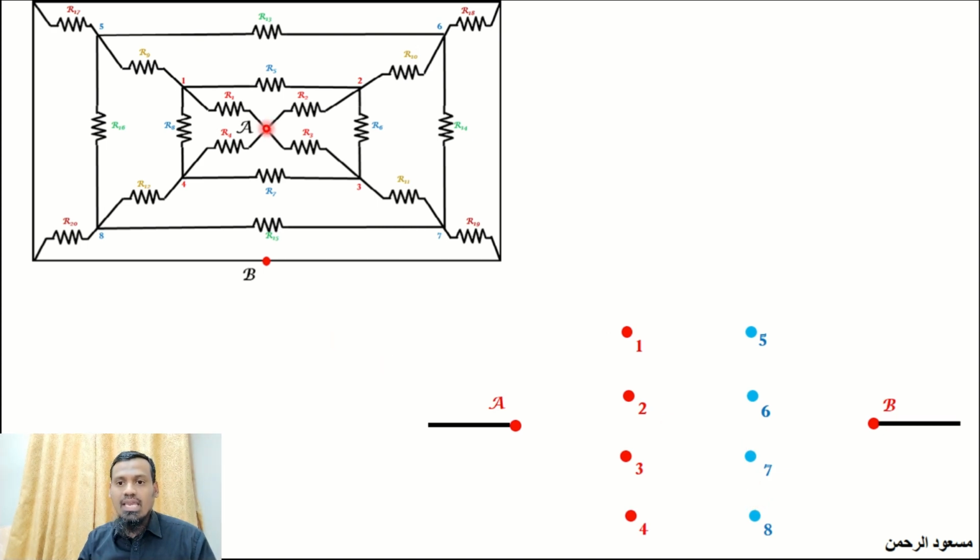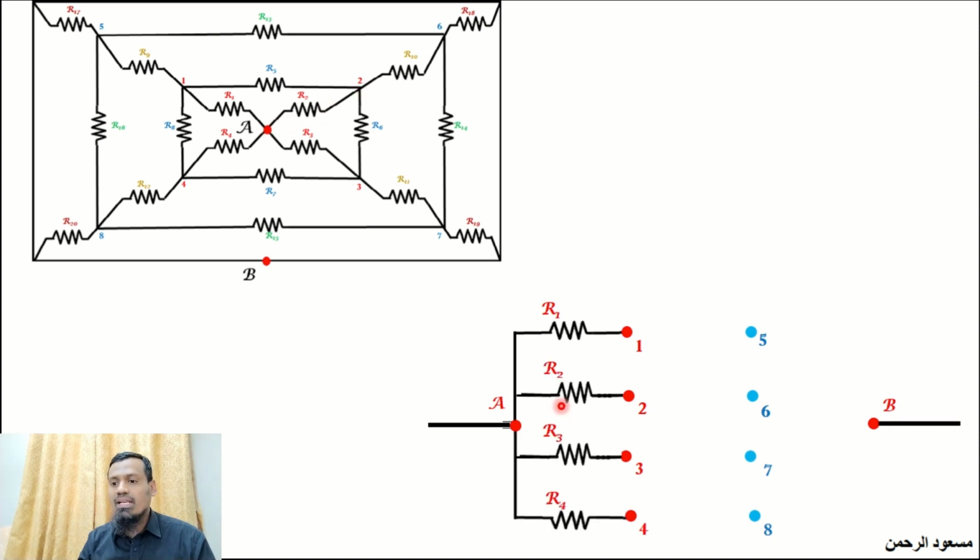Between the points A and 1, we have resistance R1. Between A and point 1, the resistance R1 is connected. Between points A and 2, the resistance R2 is connected. In a similar manner, we will connect R3 and R4 also like this. Between the points 1 and 2, the resistance R5 is connected. Here also, we will connect between 1 and 2. In a similar fashion, between 2 and 3, we have R6. Between 3 and 4, we have R7. And between 4 and 1, we have R8.